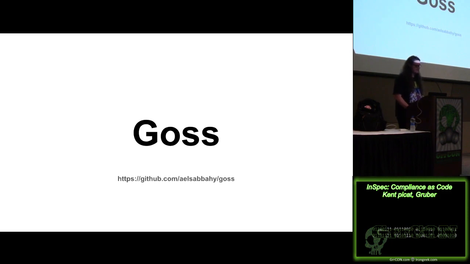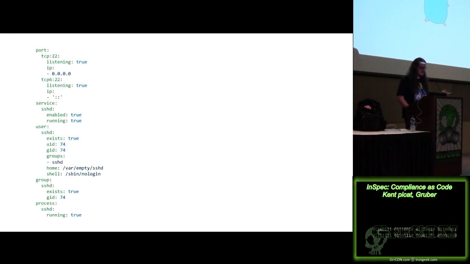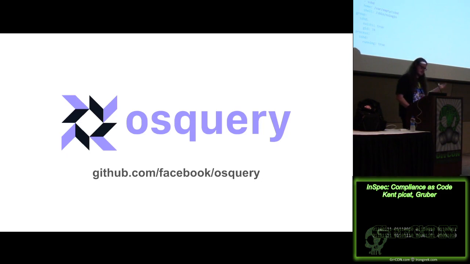If you like Go, there's Goss. And if you like YAML, Goss is pretty much full YAML, written in Go. So this would be the test you would write in Goss for something should be listening. And this is the default SSH profile that you could get right out of Goss. So whatever. osquery is another great example.